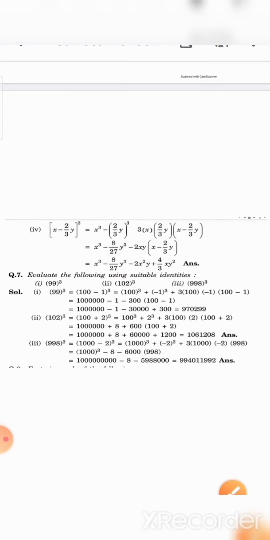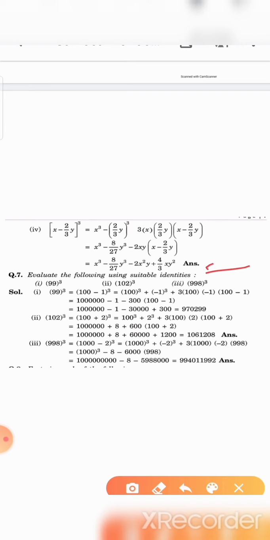Next, question number 7. Question number 7 is evaluate the following using suitable identity. Again, we have to evaluate by using suitable identity. We have been given the numbers, we have to find their cubes. We are not directly multiplying the digits. We use identity. For that, first we split our number into the nearest number of the digit.